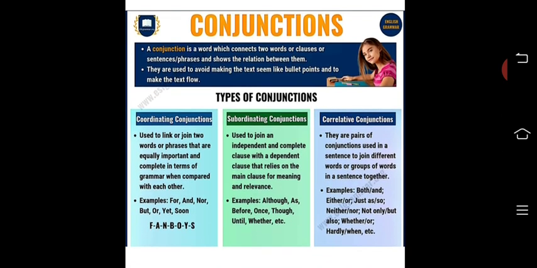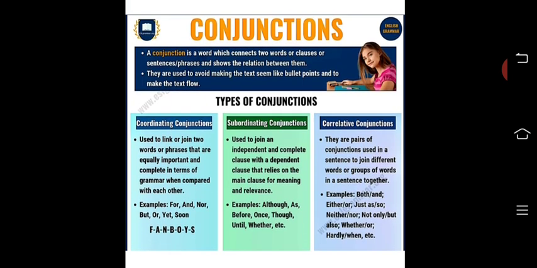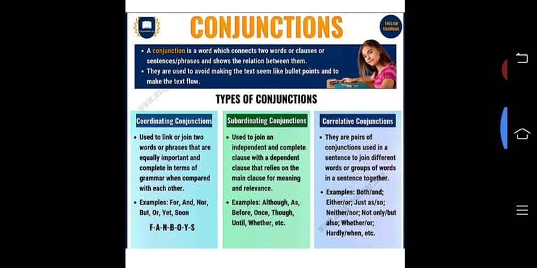Then see here. As I said, coordinating conjunctions are used to link or join two words or phrases that are equally important and complete in terms of grammar when compared with each other. Whereas a subordinating conjunction is used to join an independent and complete clause with a dependent clause that relies on the main clause for meaning and relevance. Got it or not? Examples: although, as, before, once, though, until, whether, etc.